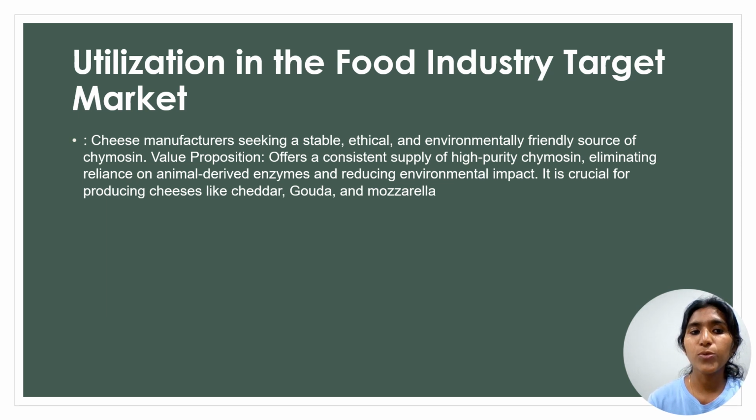Coming to the value proposition, the chymosin produced through genetically modified microorganisms provides several advantages. The ethical production method is increasingly important as consumers demand more sustainable and animal friendly products. This chymosin is essentially used in the manufacturing of cheeses like cheddar, gouda and mozzarella. This GMO implemented production of chymosin not only ensures better quality but also increases the yield, making the production process more efficient.